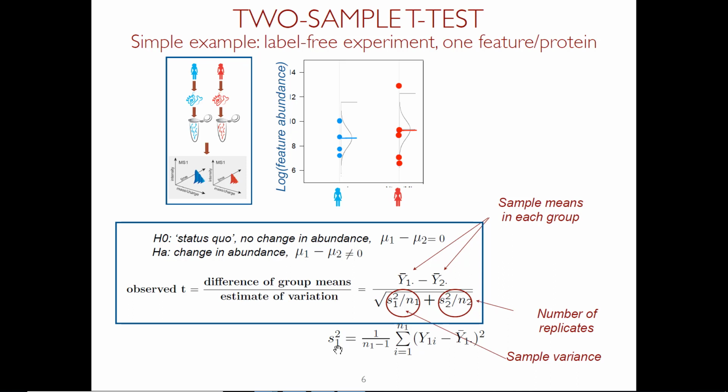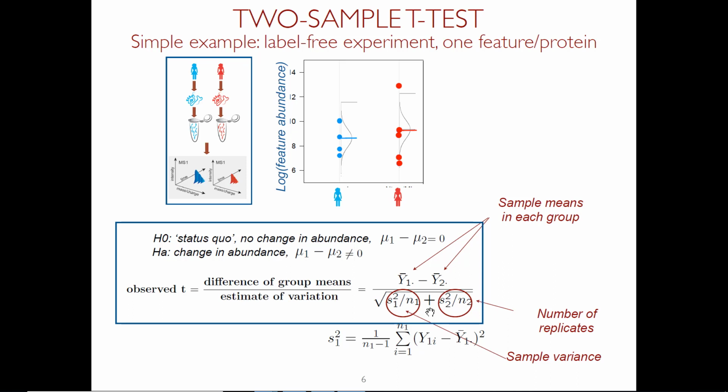First of all, this S1 squared is the variance of these blue points, the protein abundances across multiple subjects in the healthy group. S2 squared, calculated the same way, is the sample variance in the disease group. Now we divide the first by the sample size in the healthy group, and the second by the sample size in the disease group. This whole denominator is the variation that we expect from this particular signal.